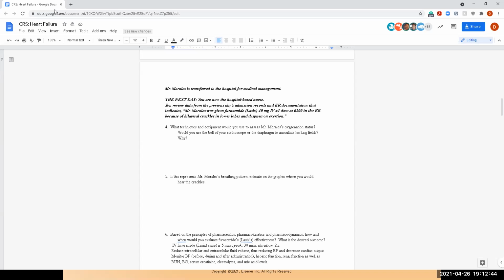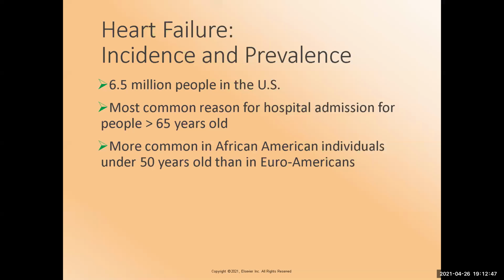Now I'm going to kind of pause on this part. We'll see if this works, okay? Can you see my PowerPoint slide? Yes. Okay, so heart failure incidence in the United States: 6.5 million people have heart failure. It's the most common reason for hospital admission for people over the age of 65. And it's more common in African American individuals under the age of 50 than in Euro Americans.